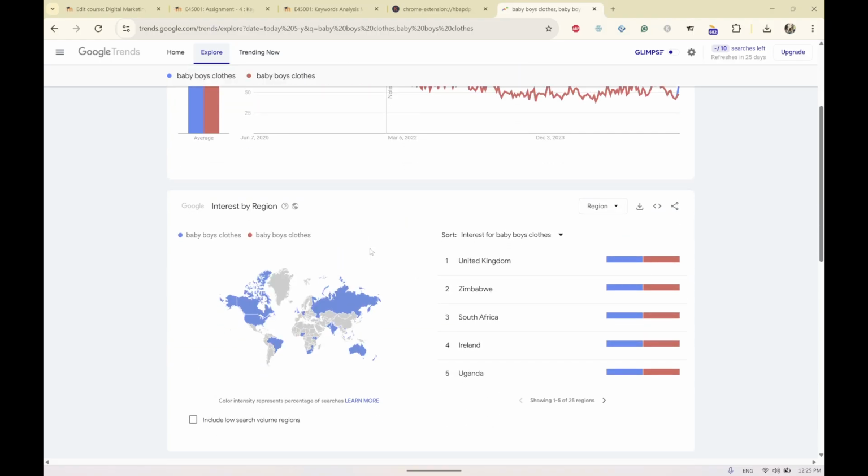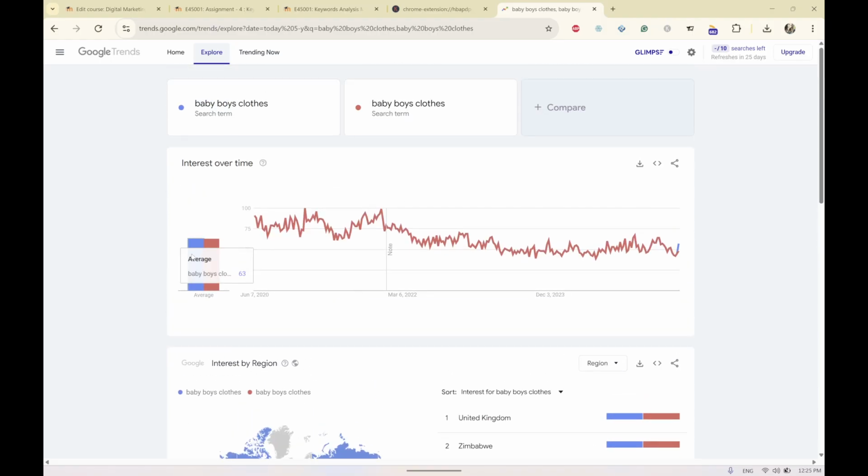Where is the blue? Baby boys clothes in the blue is so much lower. No, it's on top of each other. So this is what Google is telling me. They are on top of each other. They are the same. And this is what the keyword analysis tool that I suggested to you is doing. Do you see that? That they are similar.